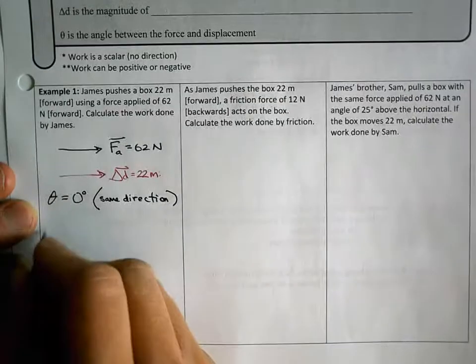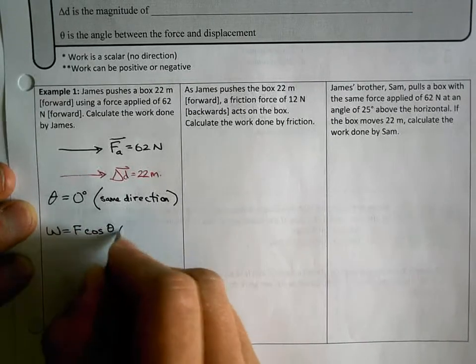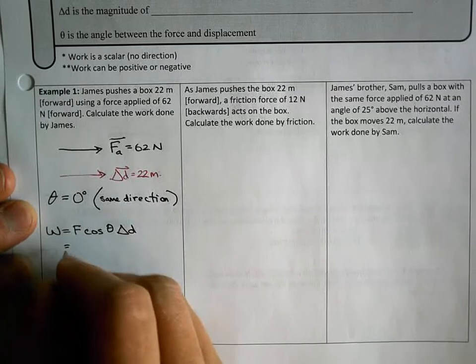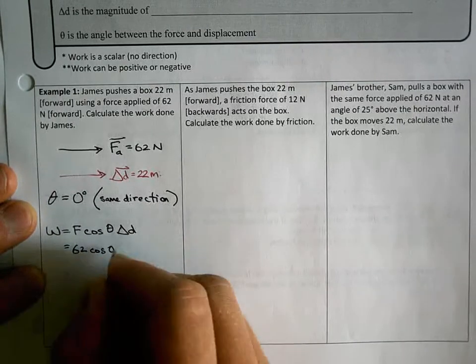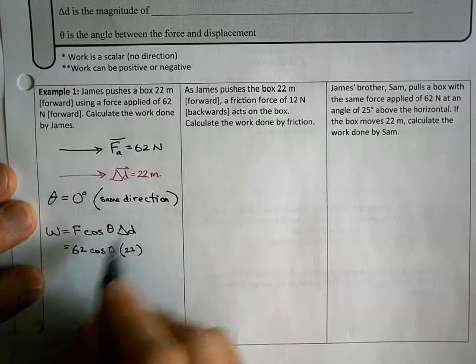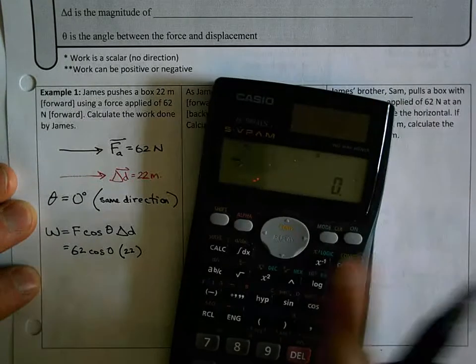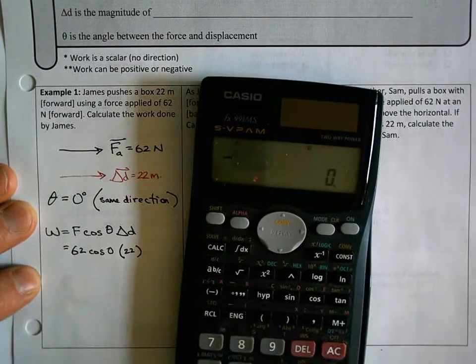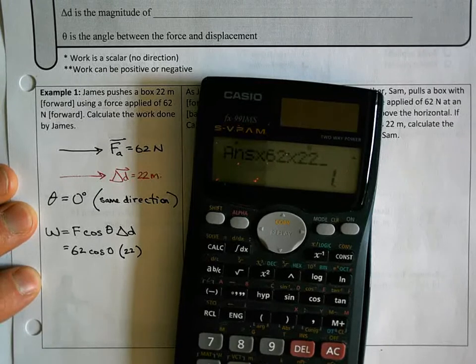So now when I use the formula, work is equal to F cos theta delta D. I plug in my values, so I have 62 cos 0 and then 22. Notice I don't need to worry about direction. The formula will deal with direction for me. Let me get my calculator out. Now, first of all, what's cos 0? Let me just do that separately. Cos 0. Oh, it's 1. Okay, so 1 times 62 times 22.